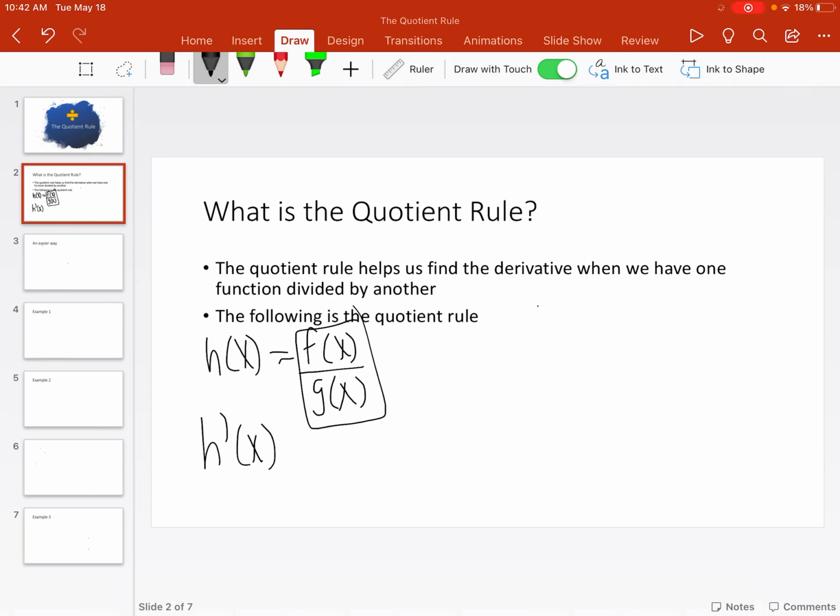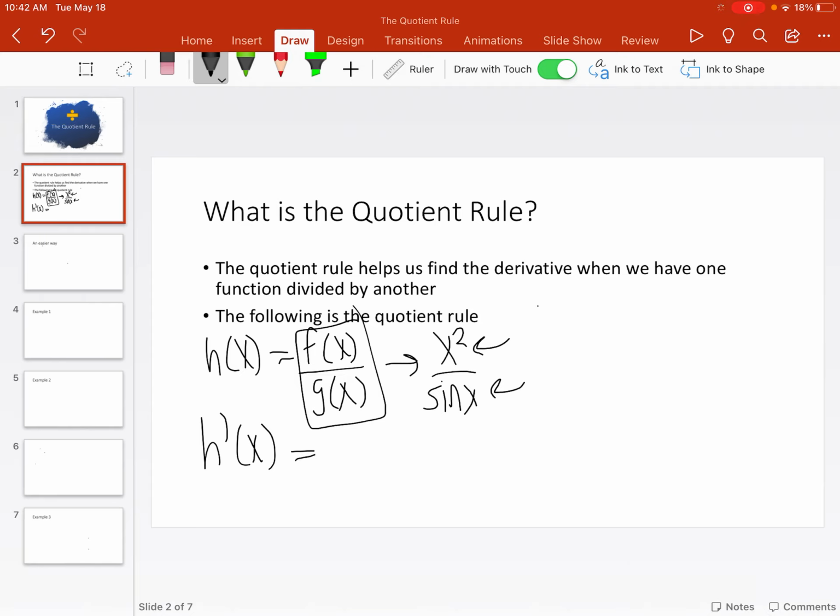Well, now that we've identified when to use the quotient rule, actually let me take a step back. So for instance, we have f of x divided by g of x. It could be something like this, so x squared over sine x. We have something like that, and that's cool. And this is when we use the quotient rule. So what is the quotient rule? Well, say we're trying to find h prime of x.